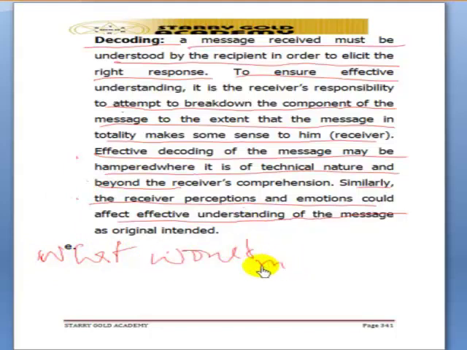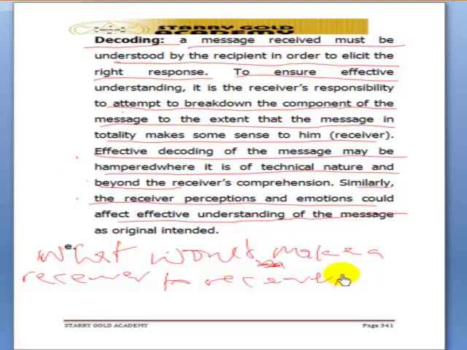Then of course, the word would make a receiver receive, interpret, and respond.